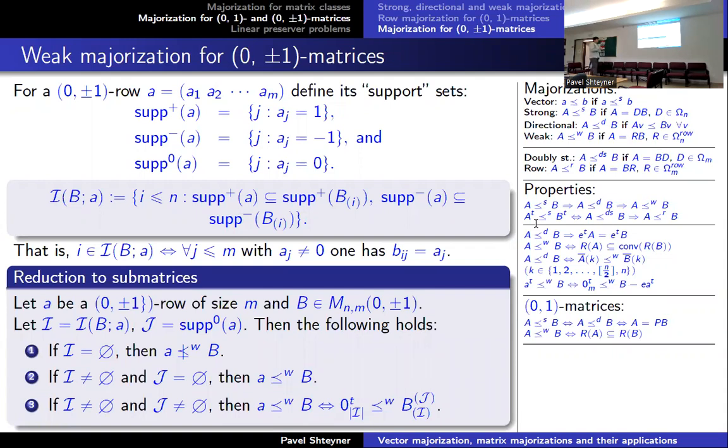So what it means for weak majorization is that we can reduce it to some submatrices. First of all, corner cases: if this set is empty, then there is no majorization. If this set is non-empty, but there are no zeros in A, then there is majorization. And this simply means that A is some row of B, because if A has no zeros, then this should be the case. But if they are both non-empty, then you can reduce B majorization to a majorization of a submatrix of B. It should majorize the zero row. The difference from the first reduction that I mentioned, to the zero row, is that here this is a submatrix. So this matrix stays zero plus-minus one.